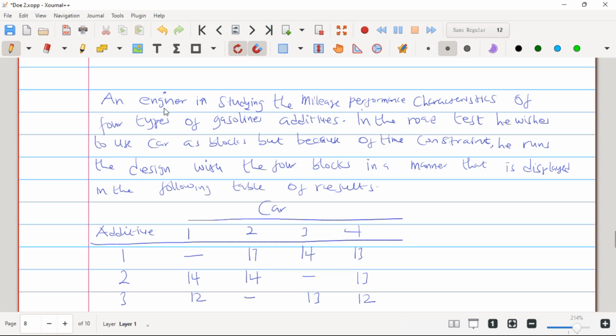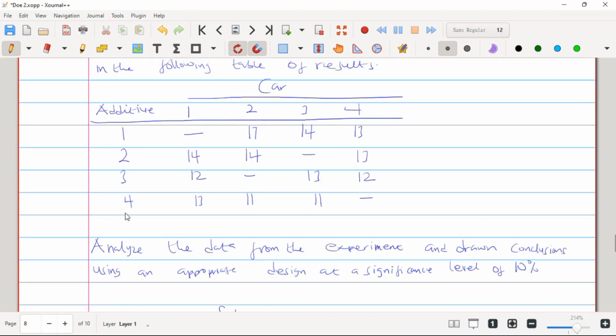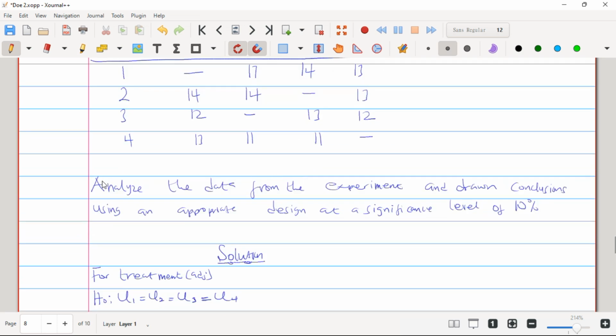It says an engineer is studying the performance characteristics of 4 types of gasoline additives. In the road test, he wishes to use cars as blocks, but because of the time constraint, he runs the design with 4 blocks in a manner that is displayed in the following table of results. So here we have car as blocks and additive as treatment. Analyze the data from the experiment and draw conclusions using the appropriate design at a significance level of 10%.